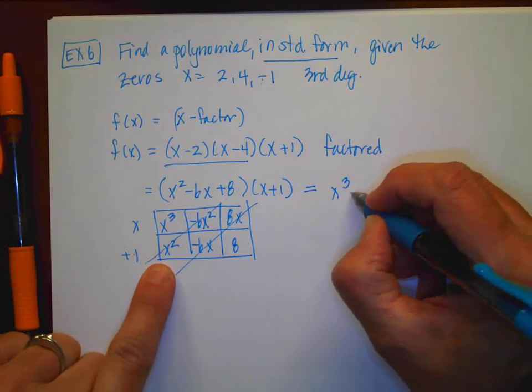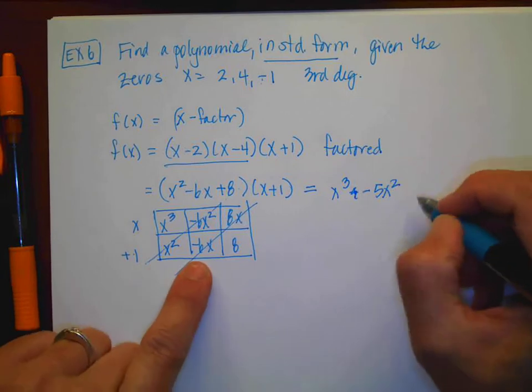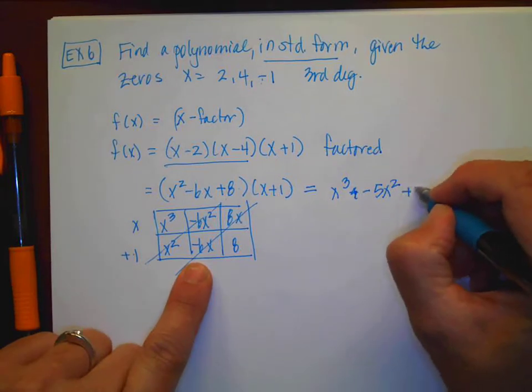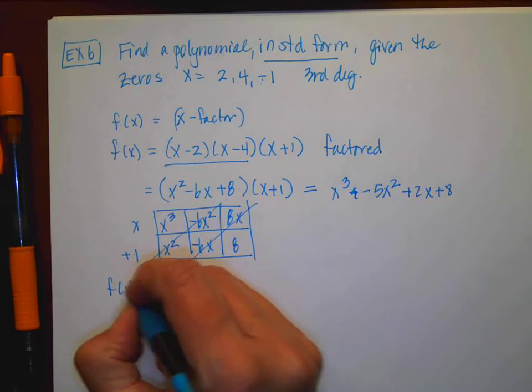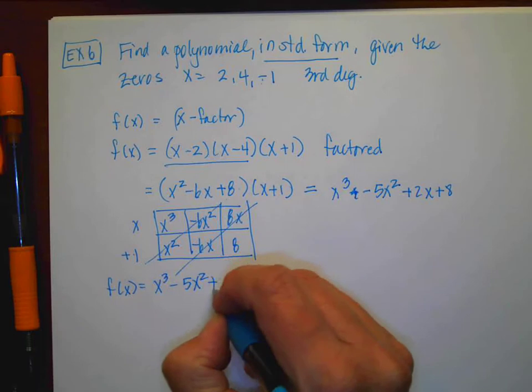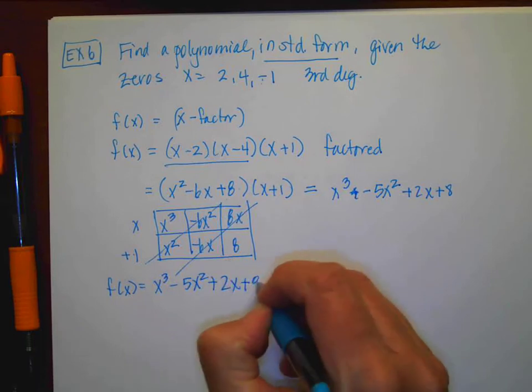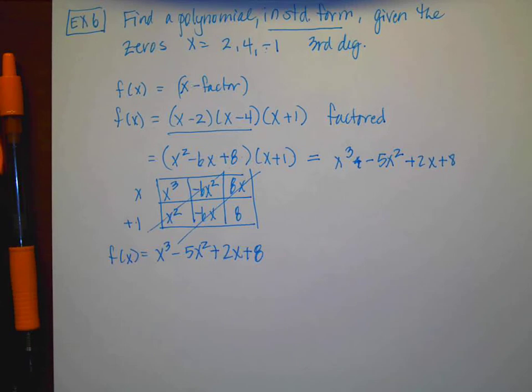So then if I just combine like terms, this is x to the third, and negative 6 and a positive 1 is minus 5x squared. 8x minus 6x is plus 2x plus 8. And then we report it well, and we just rewrite it and identify it, because if you forget to identify it, you lose points.